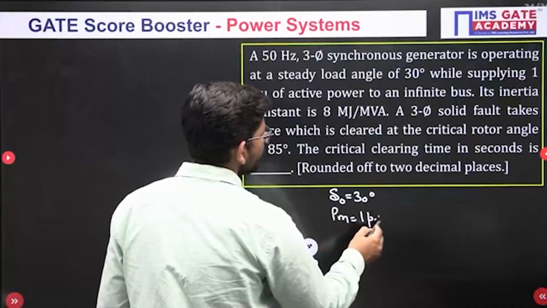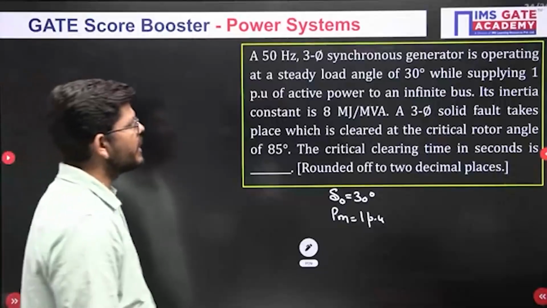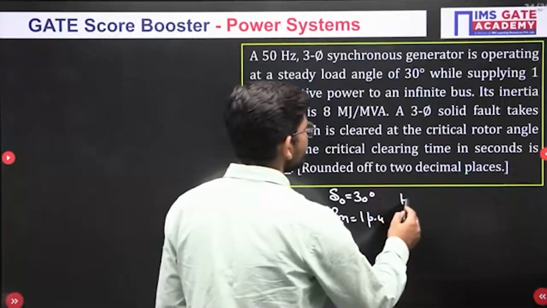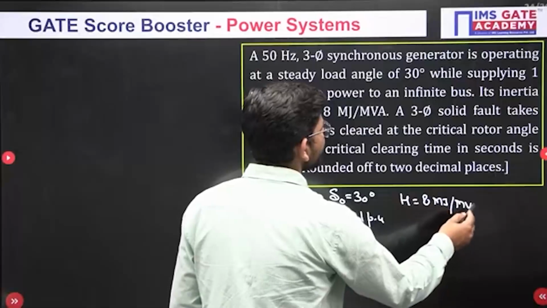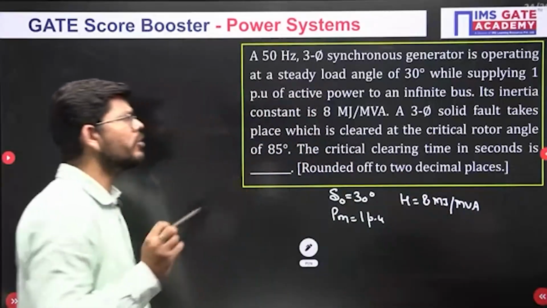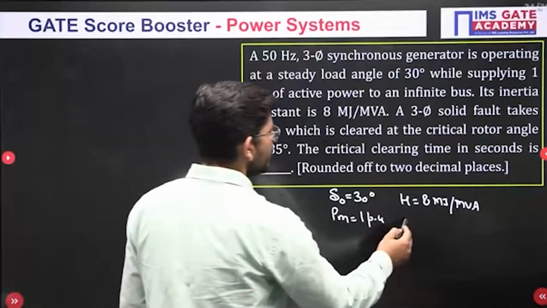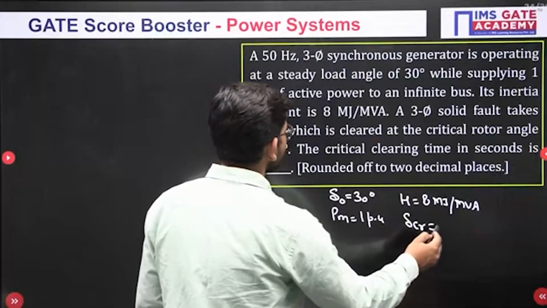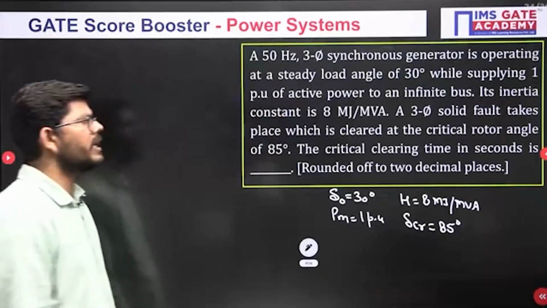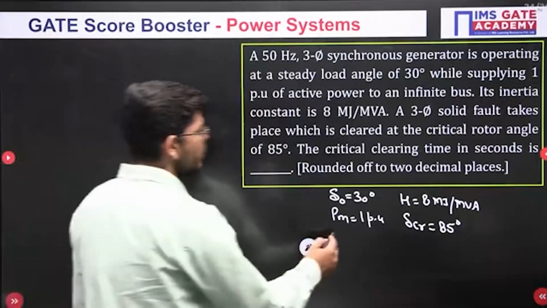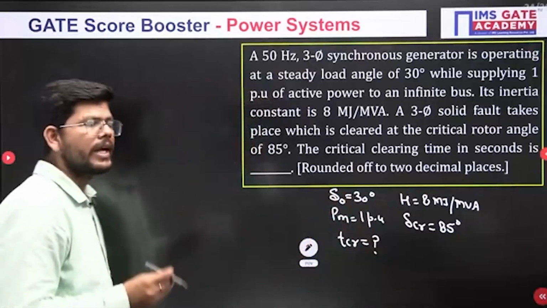PM is 1 per unit of active power to an infinite bus, and the inertia constant H is given as 8 megajoule per MVA. A 3-phase solid fault takes place which is cleared at a critical clearing angle. Del CR is given as 85 degrees. What will be the value of the critical clearing time TCR in seconds? This is what we have to calculate here.